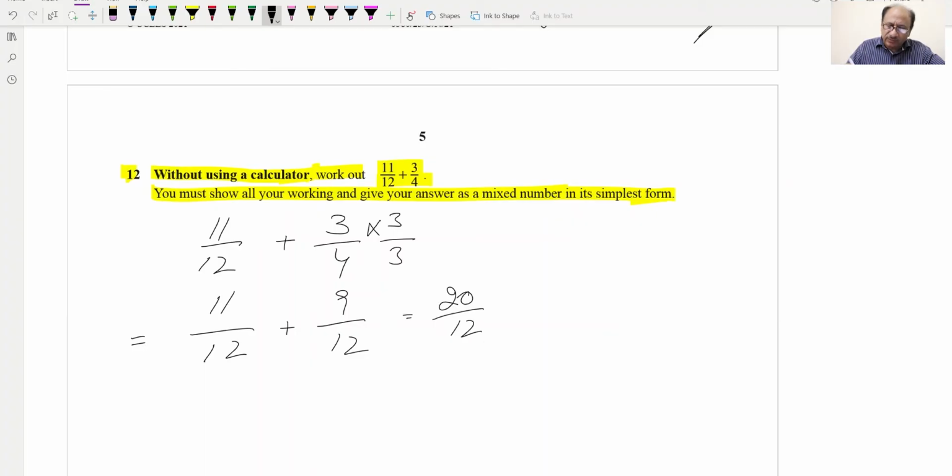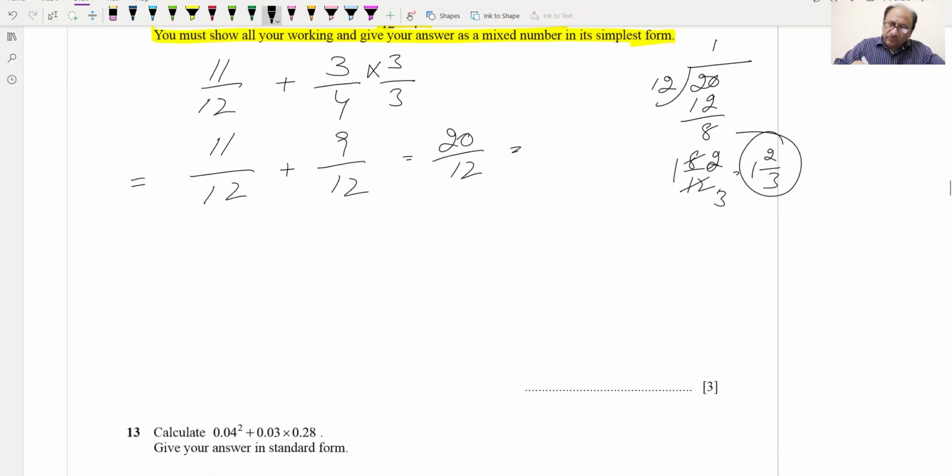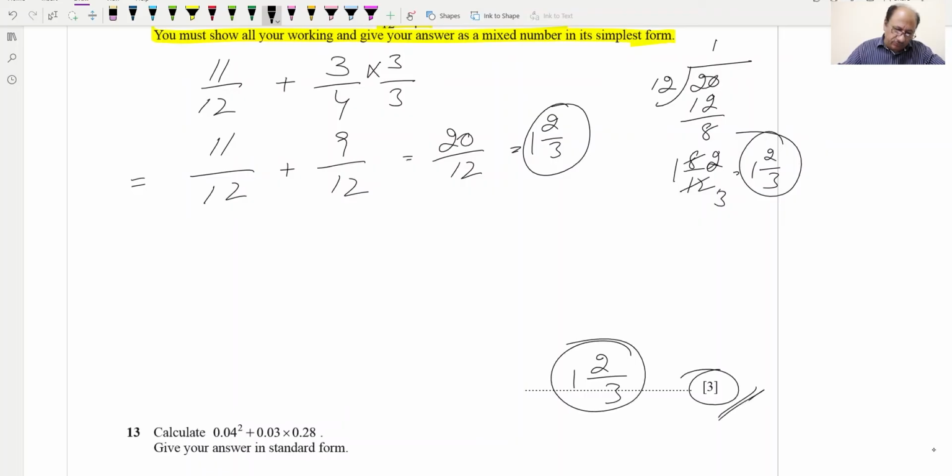And 20 over 12 we can divide and change into a mixed fraction. 20 divided by 12: 12 ones are 12, and the remainder will be 8, so 1 whole 8 by 12, which we can simplify by dividing by 4, so 4 twos are 8 and 4 threes are 12, so it will be 1 whole 2 by 3. This will be our mixed fraction answer, 1 whole 2 by 3, and this is 3 marks, a very simple, straightforward question.